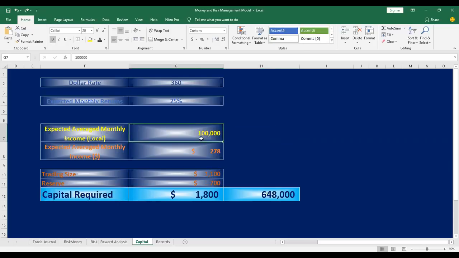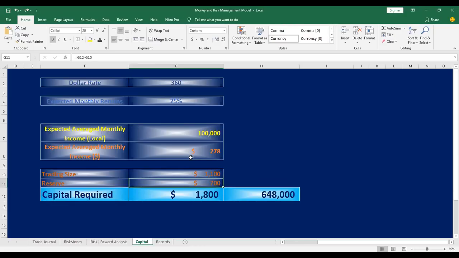So what this model now did is that I converted this 100,000 Naira to dollars. It means that on average in a month, you're expecting to be earning roughly $300. So based on that expected earnings, you are supposed to have about a $2,000 trading account size, out of which 1,200 will be used for trading, and you're going to be keeping $800 in your reserve, in your broker reserve. You're going to see reasons why we need this reserve later on.